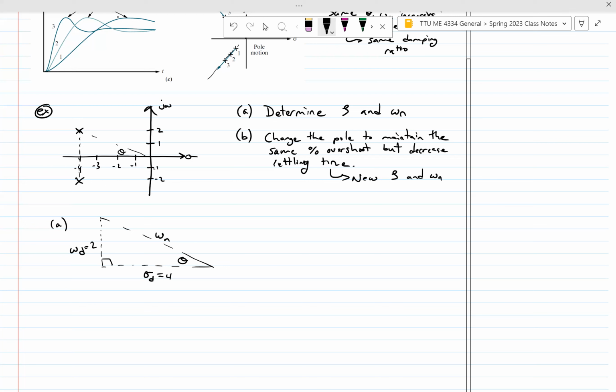All right, I'm looking for zeta and omega n here. So sigma d squared plus omega d squared is equal to omega n squared, right? That's what you're saying. So what do we end up with for omega n, if we were to solve this equation here?